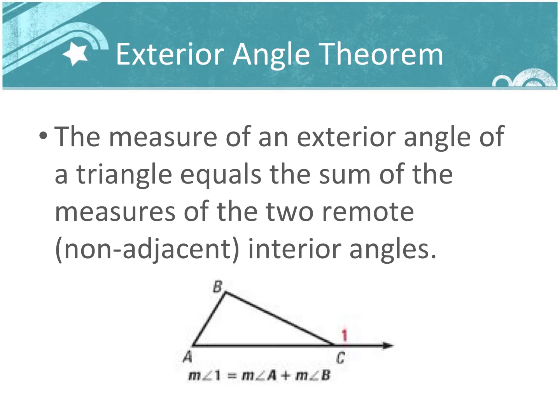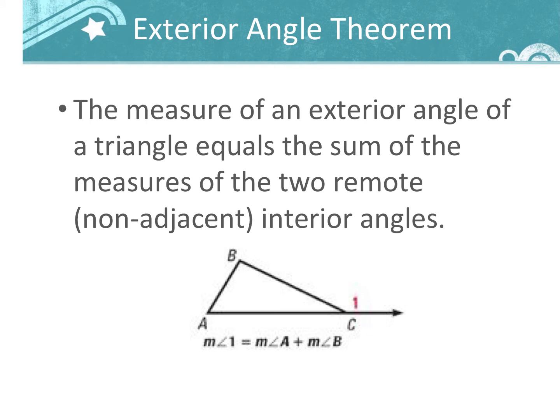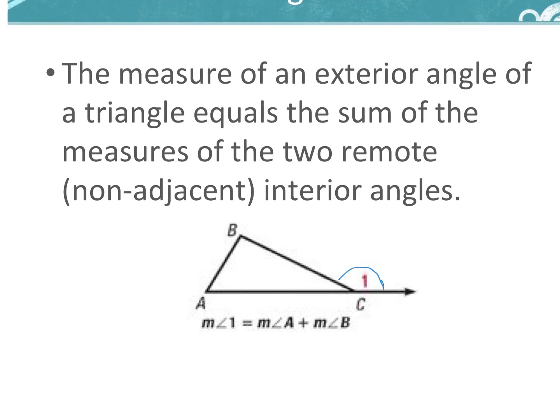All right, so the exterior angle theorem says that the measure of an exterior angle of a triangle equals the sum of the measures of the two remote, non-adjacent interior angles, okay? So, in other words, this angle 1 is going to be the same amount as angle B added with angle A. Now, let's think about why.